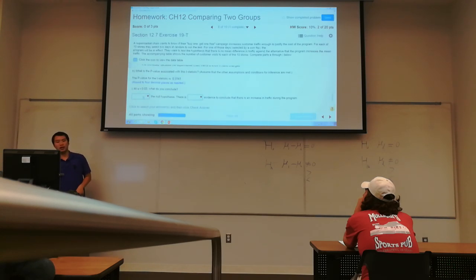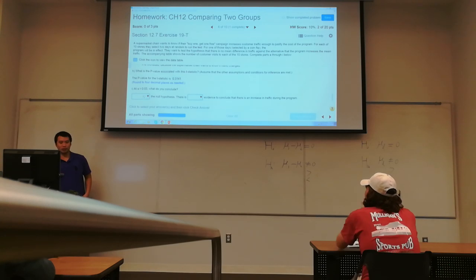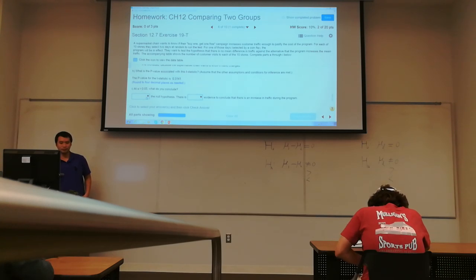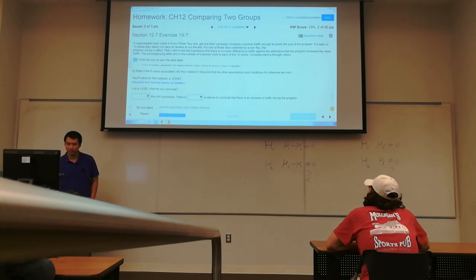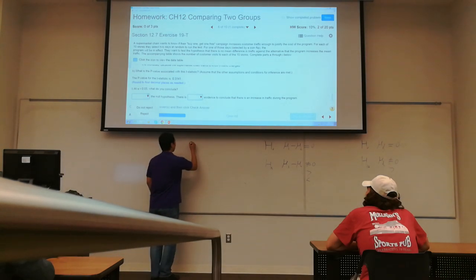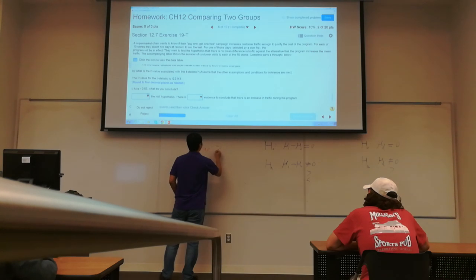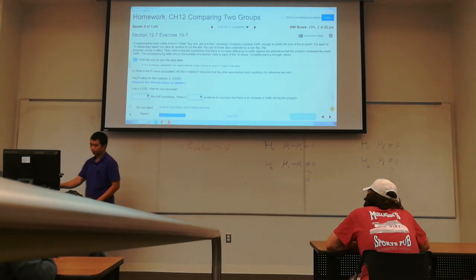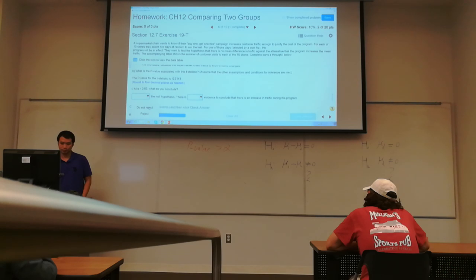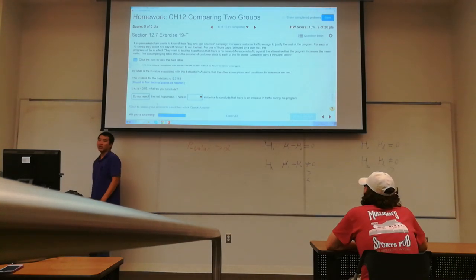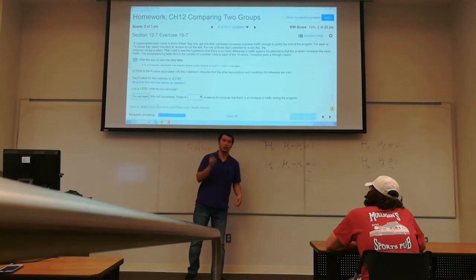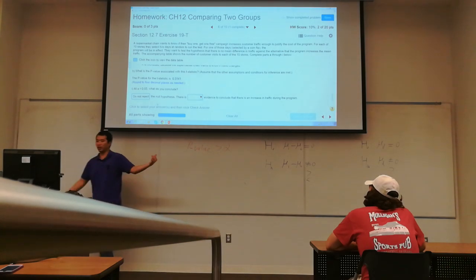And the last one: at an alpha level of 0.05, do we reject or fail to reject the null hypothesis? Here's our p-value, here's our alpha level. The p-value in this case is greater than the alpha level. We fail to reject the null hypothesis because the p-value is greater than the alpha level. If the p-value is less than the alpha level, we reject the null hypothesis. Otherwise, we fail to reject.